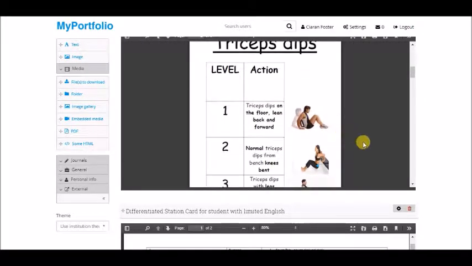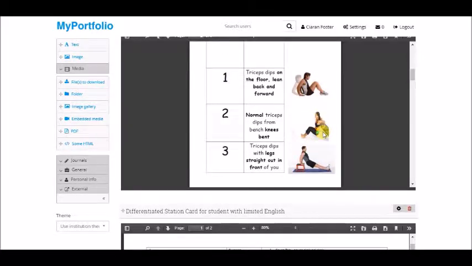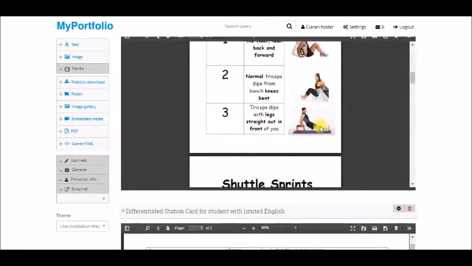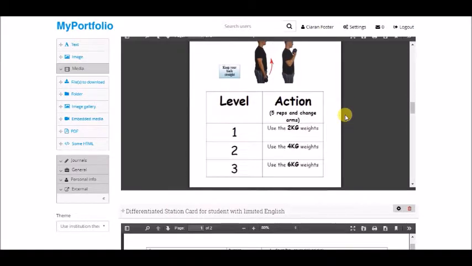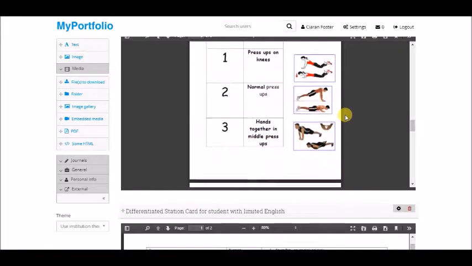Our tricep dips, again, it's an easy level. They could do it on the floor, just rocking back and forth to still work those triceps, but not as much. Again, we can make it harder by having knees bent while on the bench, and even harder to really extend the legs. Again, there were some shuttle sprints, bicep curls with different weights, press ups with different grips we can look to use.